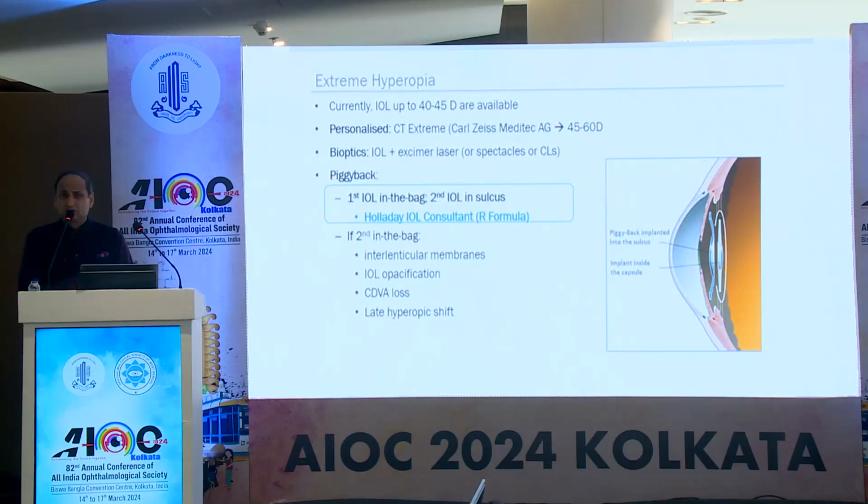And what are the challenges of an extreme hyperopia? Well, if you end up with an IOL power of 40-45, you might actually not get the IOL company giving you that much power. You might have to have a piggyback IOL, and the piggyback IOL also has its own problems.